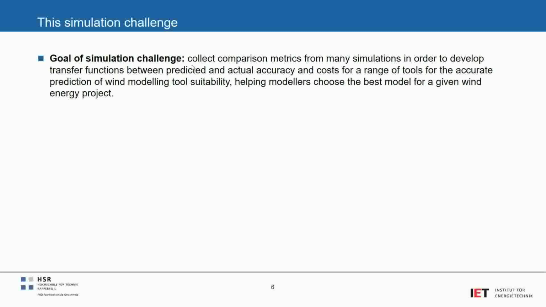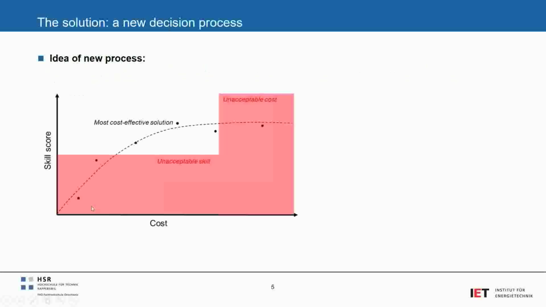But the most important thing here is we want to be able to make this estimation before carrying out the simulation. It doesn't really help anybody if we have a nice plot like this, with the skill and the costs after carrying out the simulations, because the whole point is that the modeler wants to decide which tool to use before they use the tool. So we need to find a way of making estimations of these scores.